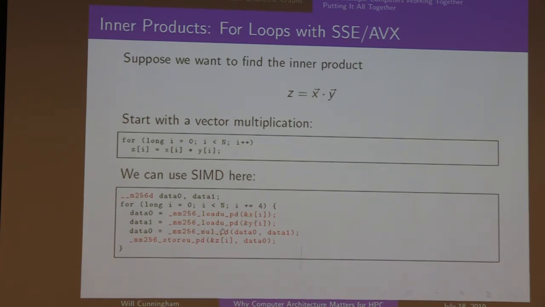You do this multiplication operation once the data is in there, and then the store operation will put it back into the general purpose registers where you can use it as you normally would in this Z vector here. Okay.